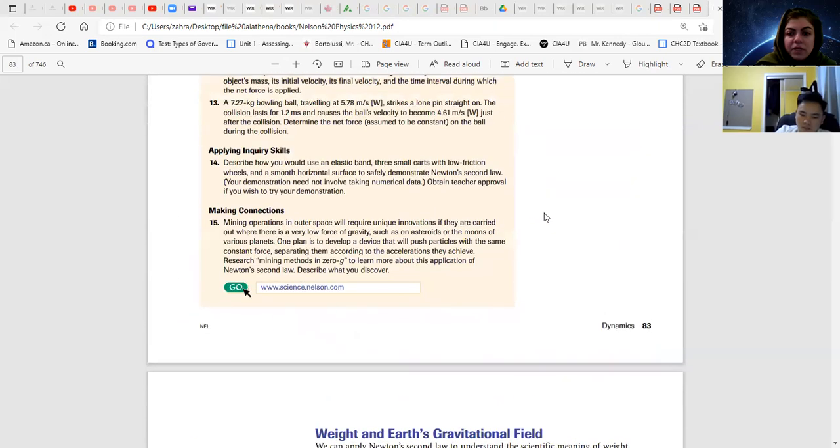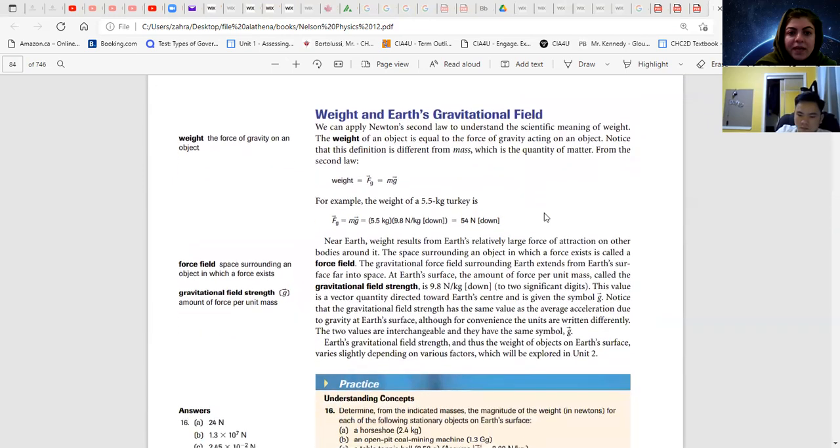So that was page 83. Weight and Earth's gravitational field. You know that on the surface of the Earth, we have a gravitational acceleration. So this is Earth. The gravitational acceleration is 9.8, it is g. Any object will get that acceleration, doesn't matter how massive it is, because of the field.